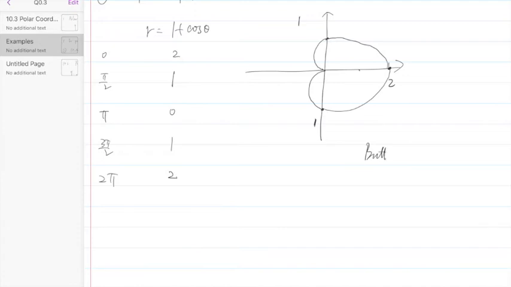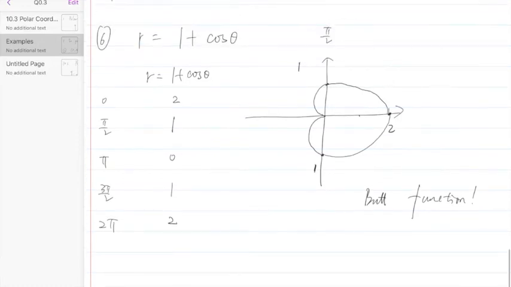I call it a butt function. Some people call it a peach, whatever. But really, it's just a butt function. And we will be using this one a lot to illustrate further examples. Okay, that's all we got for how to draw those kind of things.